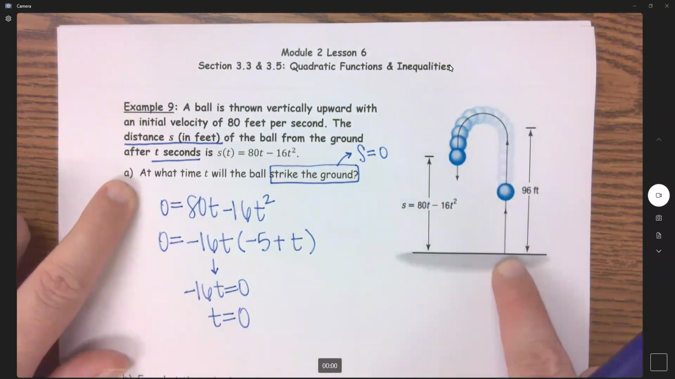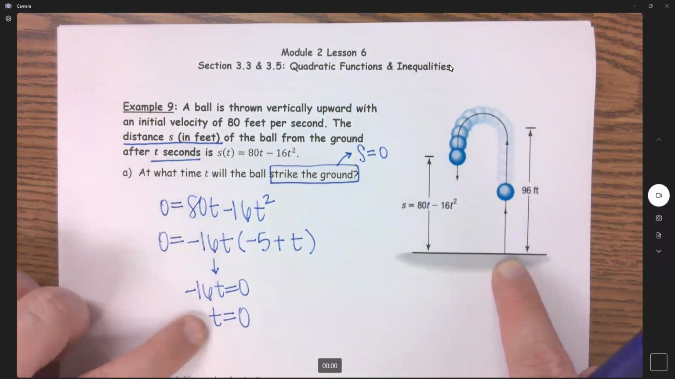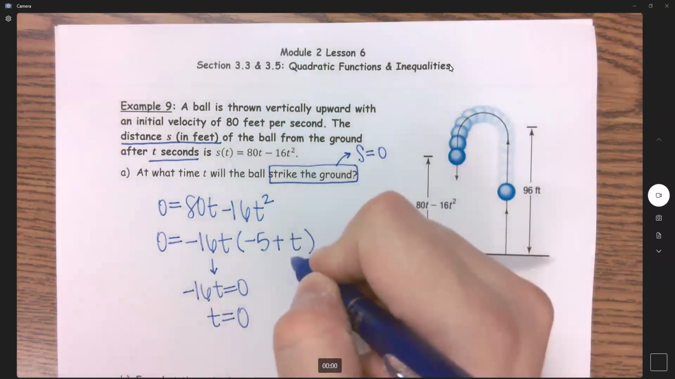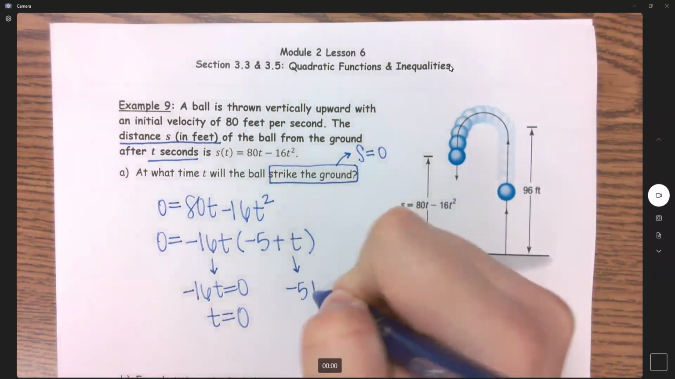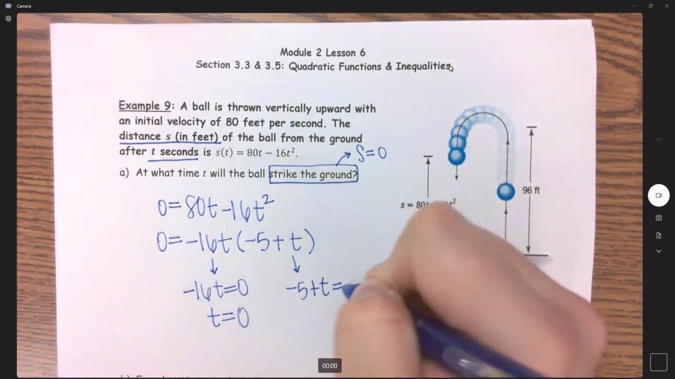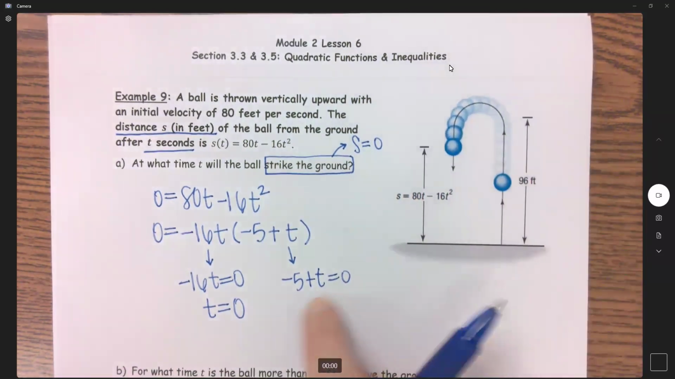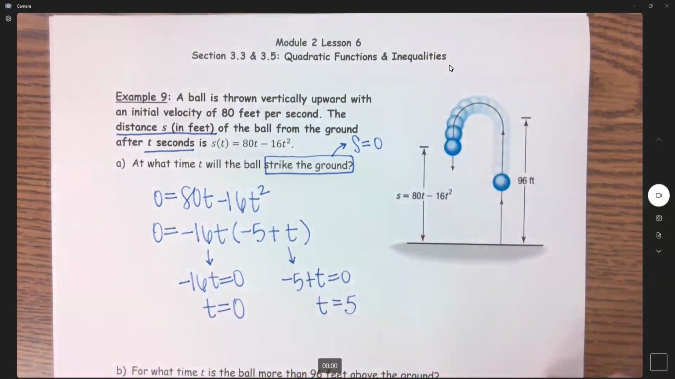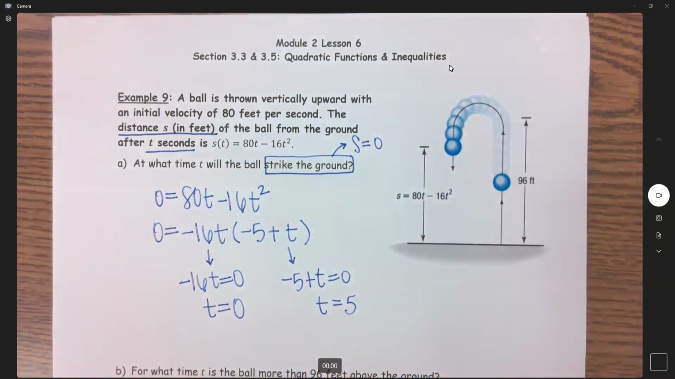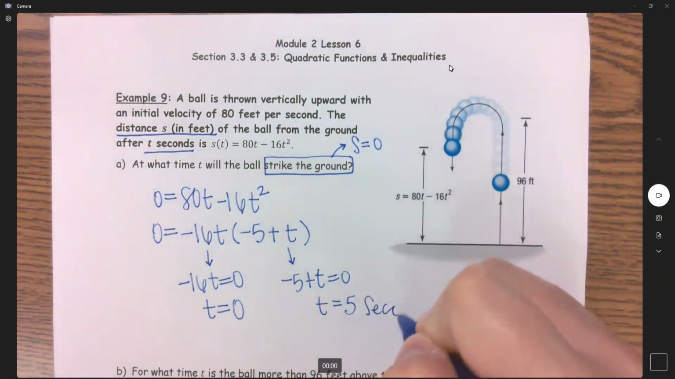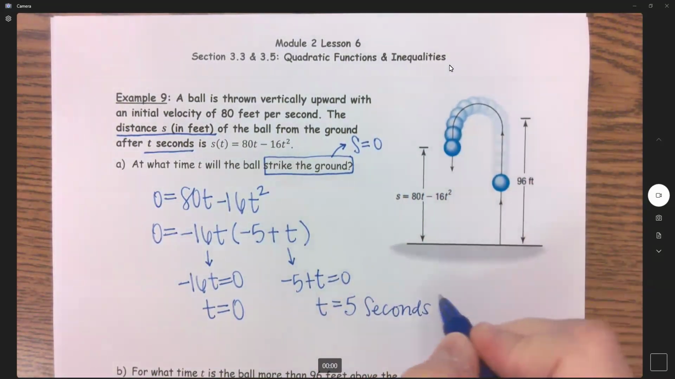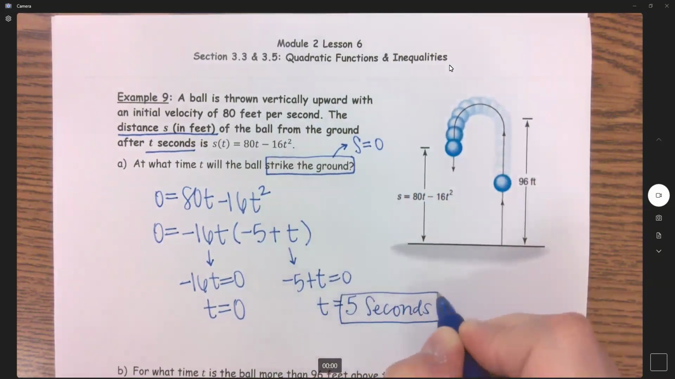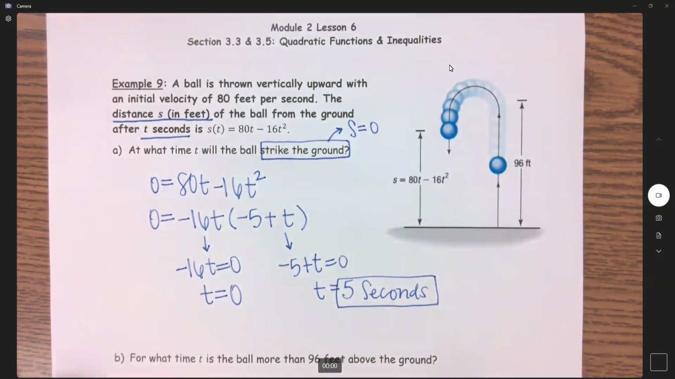Let's ask what time will the ball strike the ground. That's talking about when it starts. So at time of 0 seconds, yeah, it's on the ground because it hasn't been launched yet. So that's not really our answer. So we'll take this one here. Negative 5 plus t equals 0. To get t by itself, we're going to add that 5 over. And so t equals 5. So there's our answer. Our t is in units of seconds. So after 5 seconds. Word problems need word answers, or at the very least, units.